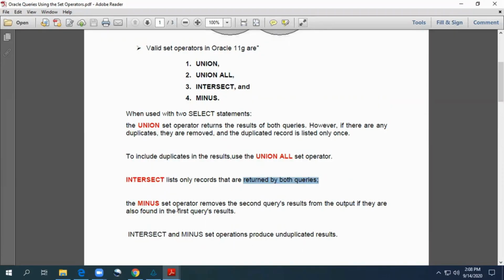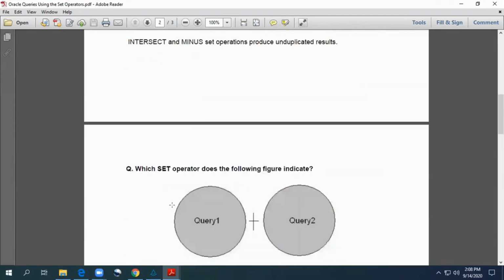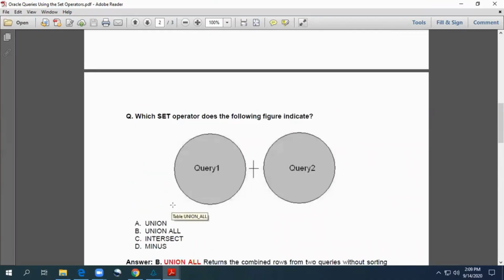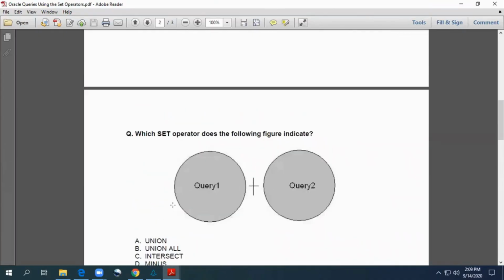The minus operator, the set operator, removes the second query result from the output if the records are also found in the first query result. You know also the use of the minus operator; again, the use of this operator is the same as in other subjects. Here we will discuss how we can use these operators in select queries. Before that, I want to ask you some questions related to this topic.